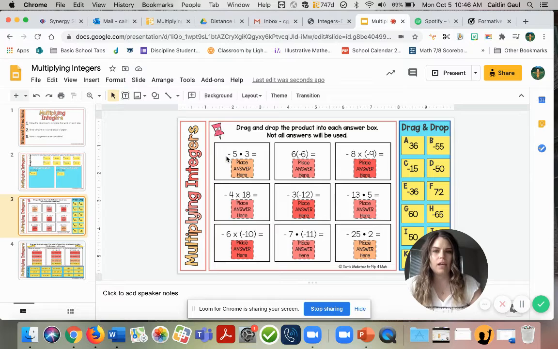So I've got a negative and a positive here, so that's going to be a negative solution, and I know that 5 times 3 is 15, so I look for my -15 and we drag and drop here. Keep in mind that if a number is sitting right next to parentheses, that just means to multiply. It's just another way to say multiply. So this says 6 times -6. Again, a pretty straightforward slide.